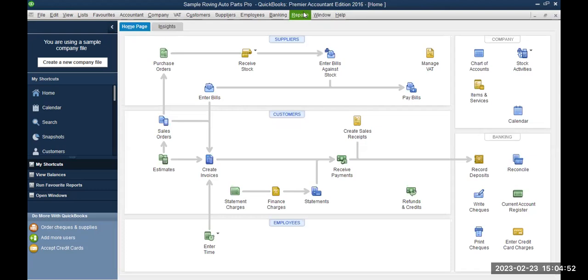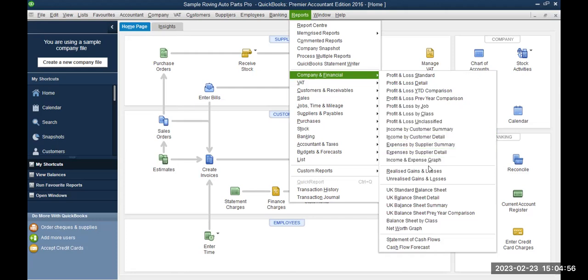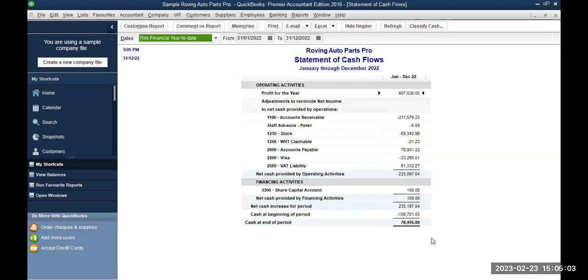So going back to reports again, I'll show you company and financials. That's where you get most of the reports, of course. And then I look at the statement of cash flows. Now, the statement of cash flows is basically saying: the profit for the year that you have, okay? What are the things that decreased and increased to give you the current cash period?